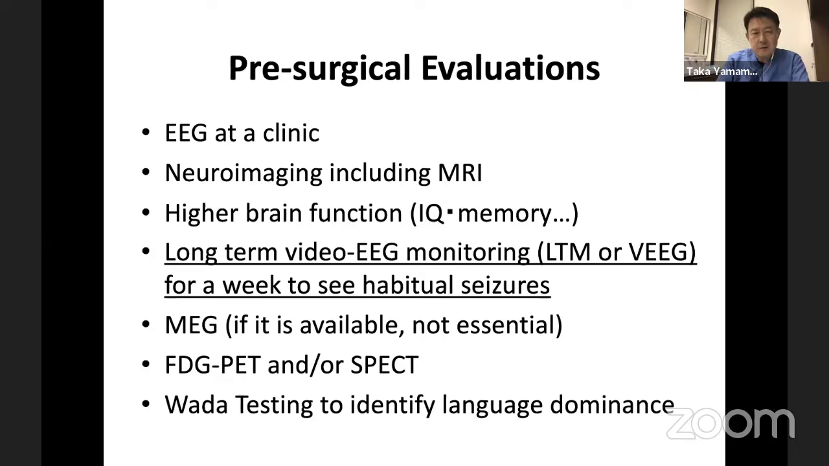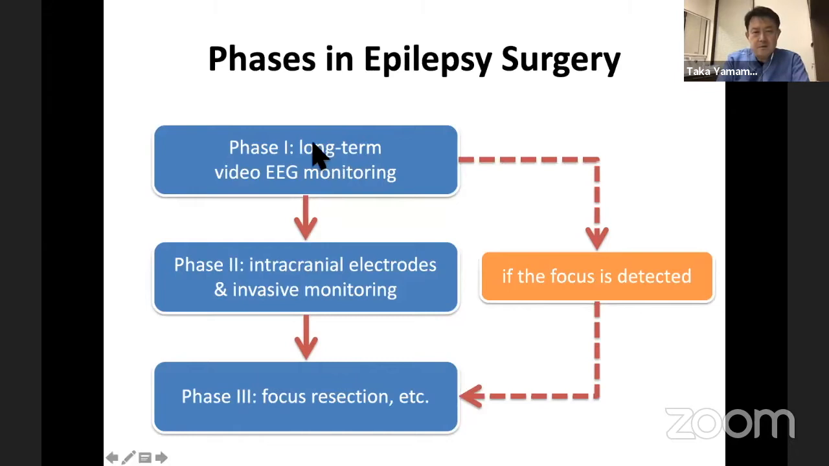And these are the phases in epilepsy surgery. Phase one is less invasive evaluations, including this long-term video EEG monitoring. Then patients who are considered to be candidates for surgery go to phase two, intracranial electrodes and invasive monitoring. And then, after finding a focus, patients go to phase three, the final phase, the focus resection. But if the patient has an obvious lesion on MRI, and the EEG findings are the same as the imaging, then the patient can skip phase two and go straight to phase three for resection.